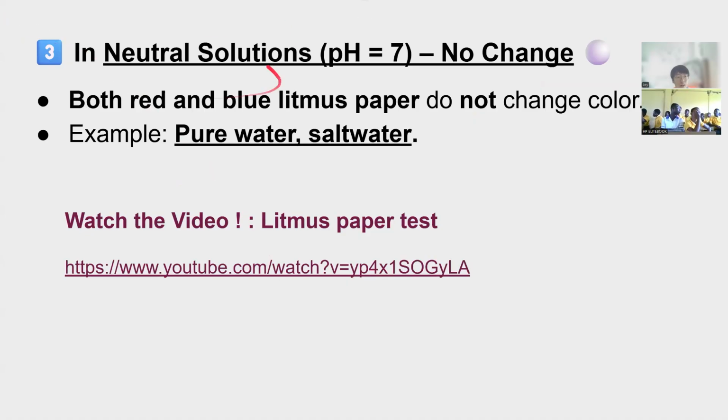But before that, the neutral solution. You might be wondering, what about neutral solutions where pH is exactly 7? Well, both the red and the blue litmus paper do not change colors. Examples are pure water and salt water.